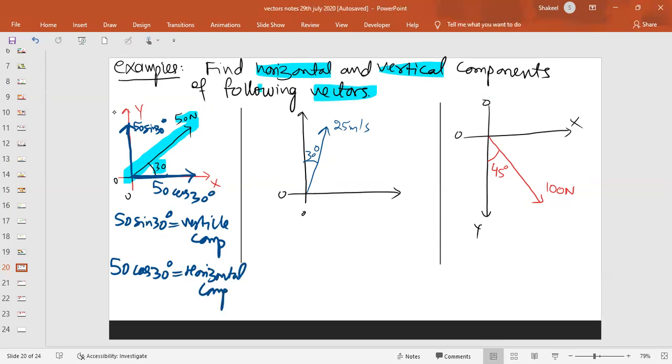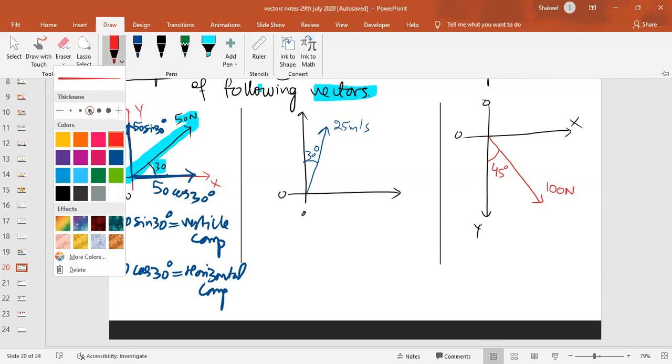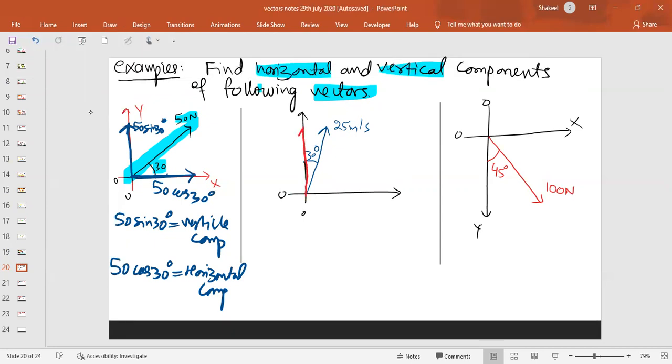Okay, now let's look upon the next one. Next one is 25 meter per second at 30 degree. So this is 30 degrees. So when you resolve it, so I told you that adjacent to angle is always cos. So this will be cos now, 25 cos 30. And the next one, which will be at right angle to it, it will be the sine one.